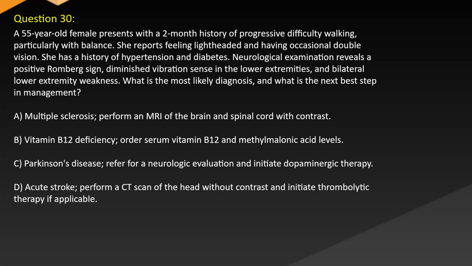A. Multiple sclerosis. Perform an MRI of the brain and spinal cord with contrast. B. Vitamin B12 deficiency. Order serum vitamin B12 and methylmalonic acid levels. C. Parkinson's disease. Refer for a neurologic evaluation and initiate dopaminergic therapy. D. Acute stroke. Perform a CT of the head without contrast and initiate thrombolytic therapy if applicable.